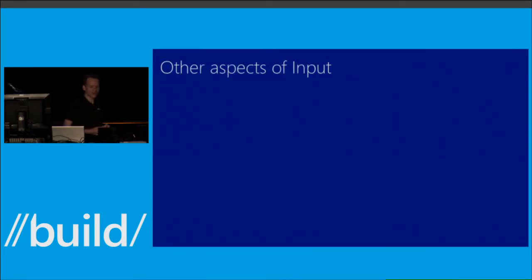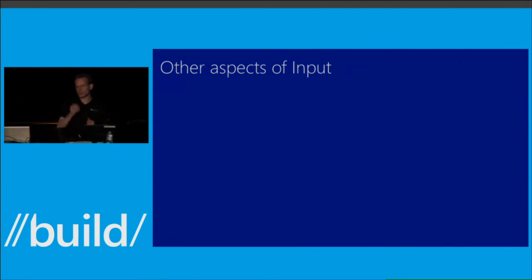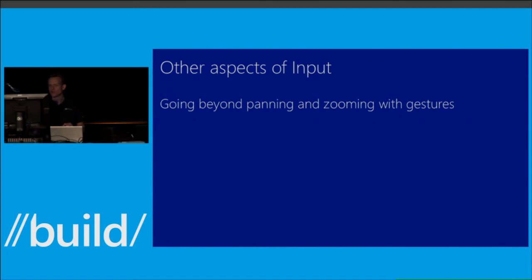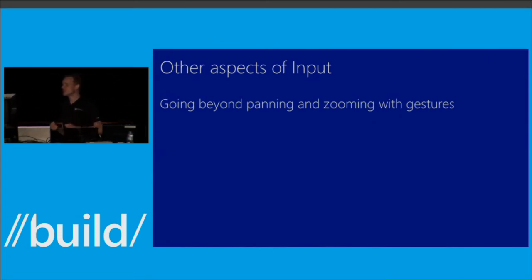There are a couple of other aspects of input, and I don't have time to go into this. We're pretty much out of time here. So just to very quickly go through these, if you want to go beyond panning and zooming, we do have support for gestures. And this is where interaction context comes in. And Nick Wagoner, as I mentioned, will be covering that in much more detail this afternoon.